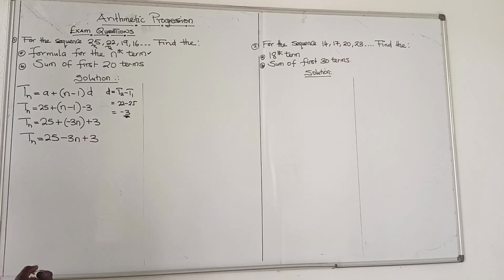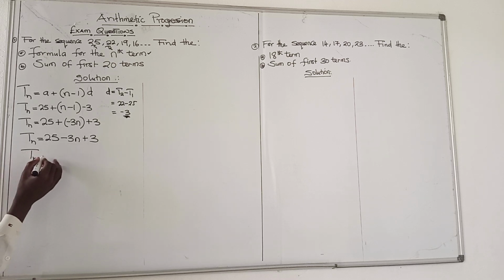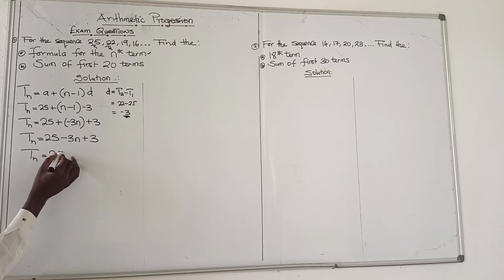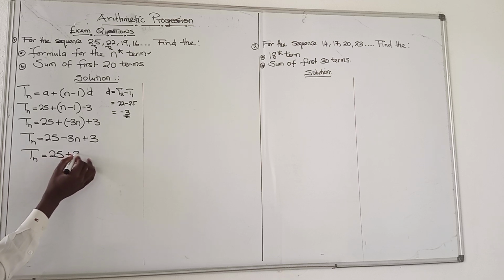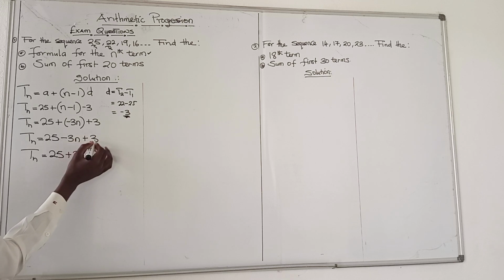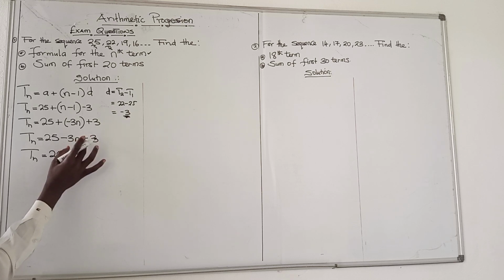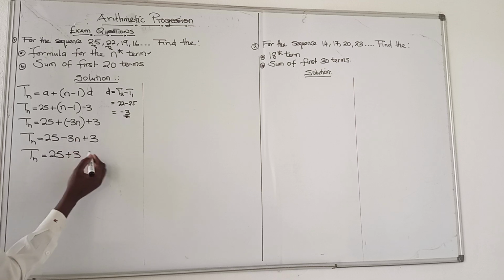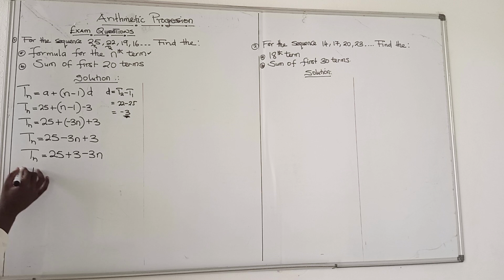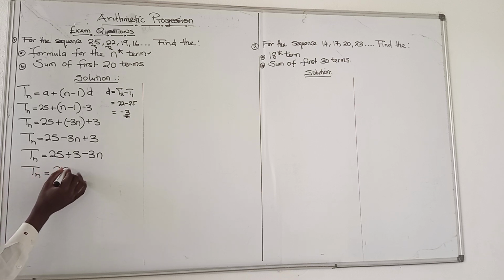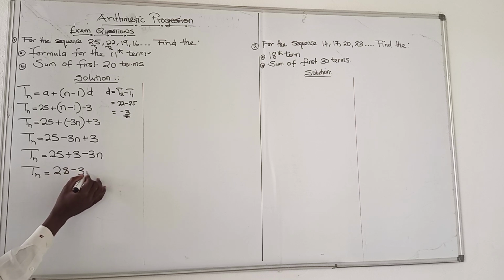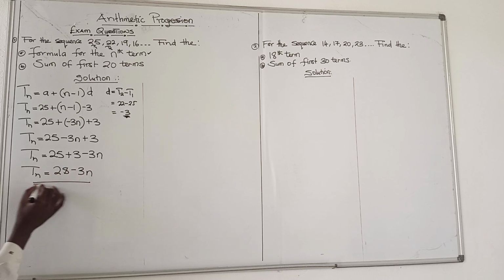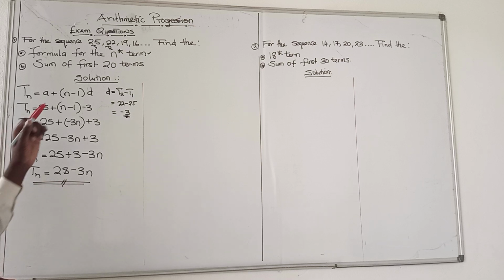When you reach there, you collect the like terms. 25 and 3 are like terms. So the nth term will be equal to 25 plus 3, and you get it the way it is with a positive sign because it is not crossing any negative sign, then minus 3n. When we calculate 25 plus 3, it gives us 28 minus 3n. So that is the formula for the nth term.